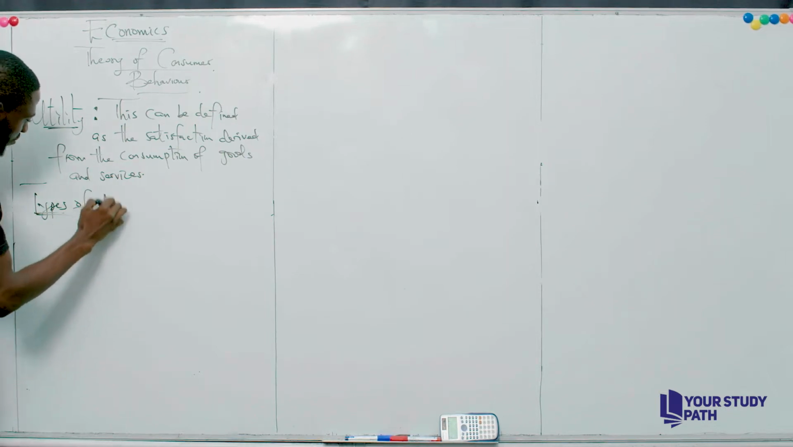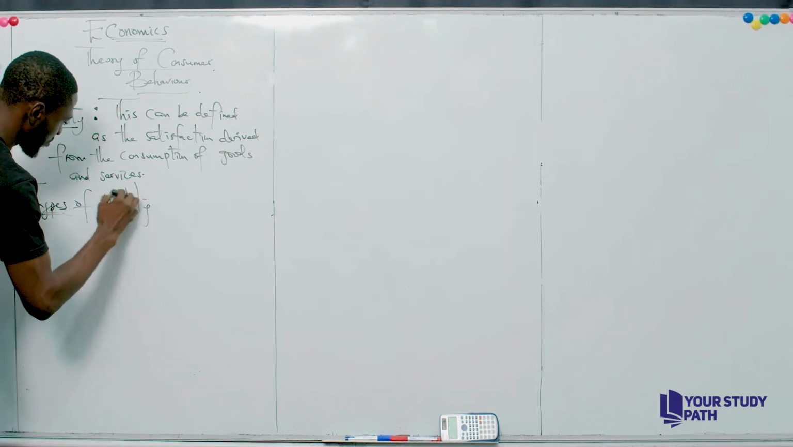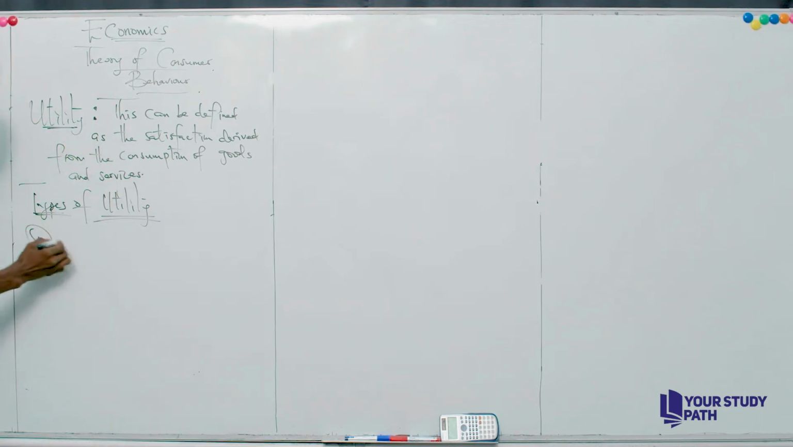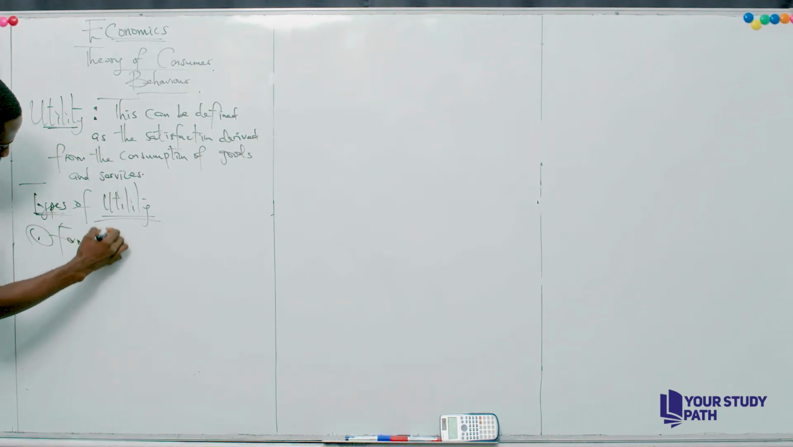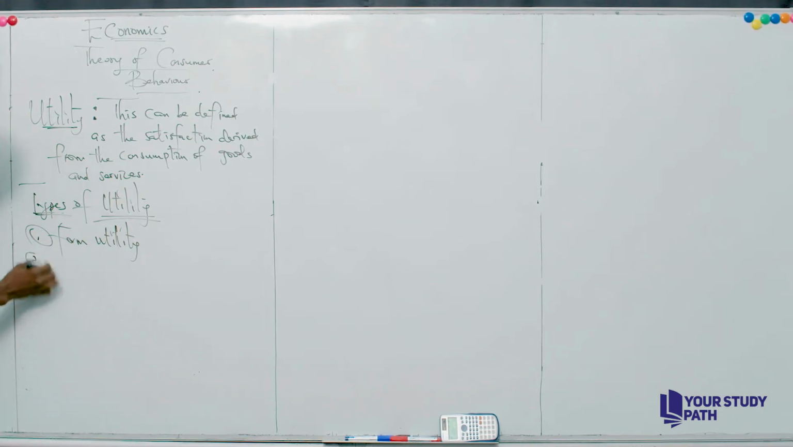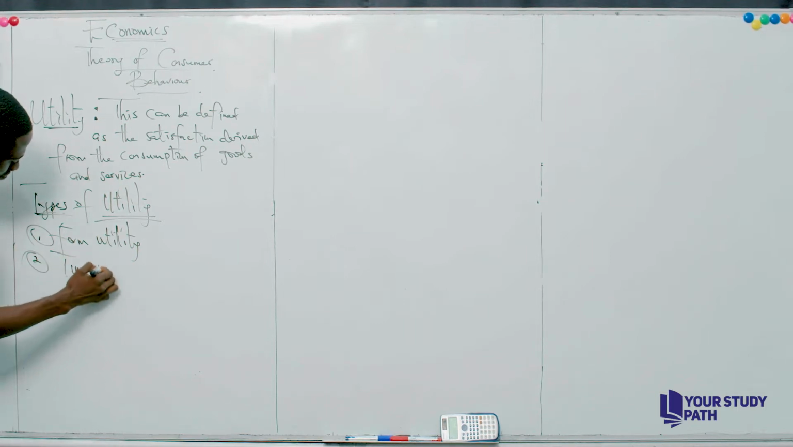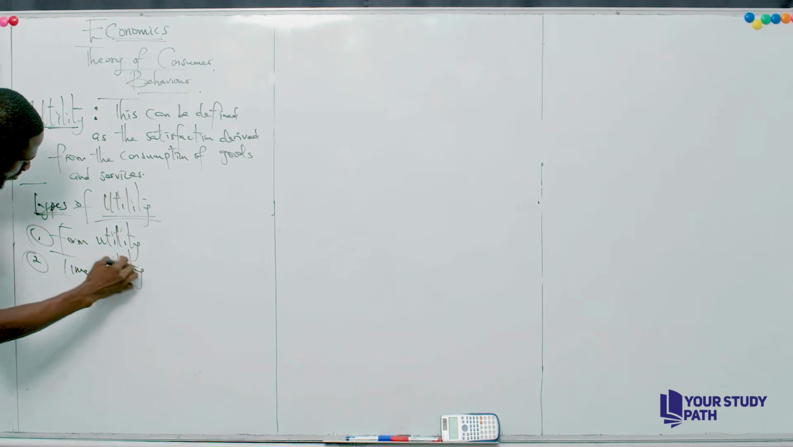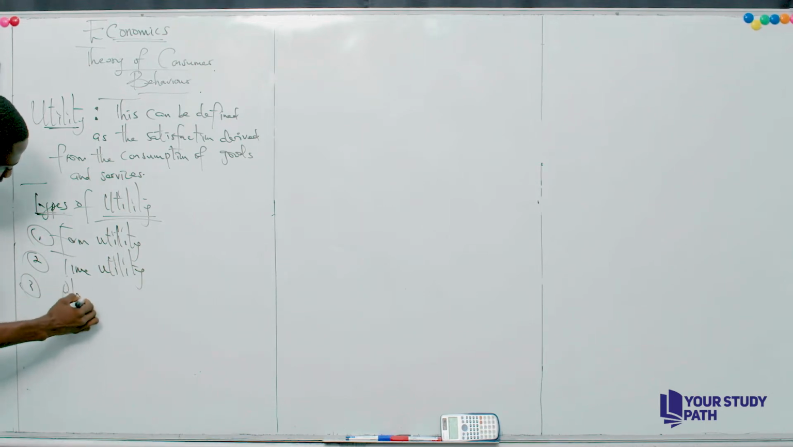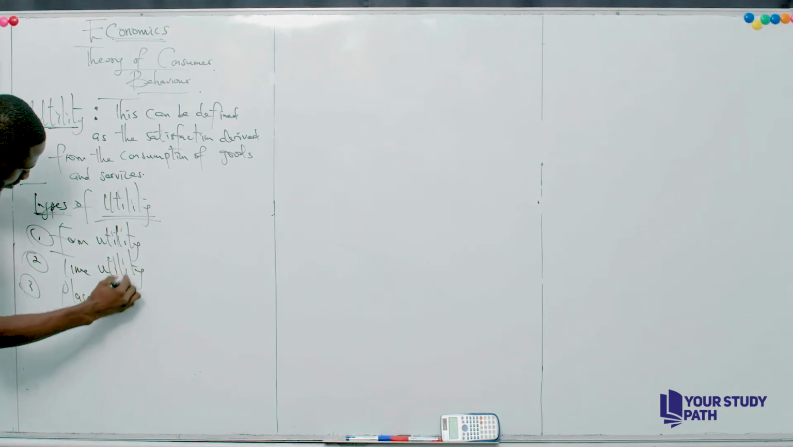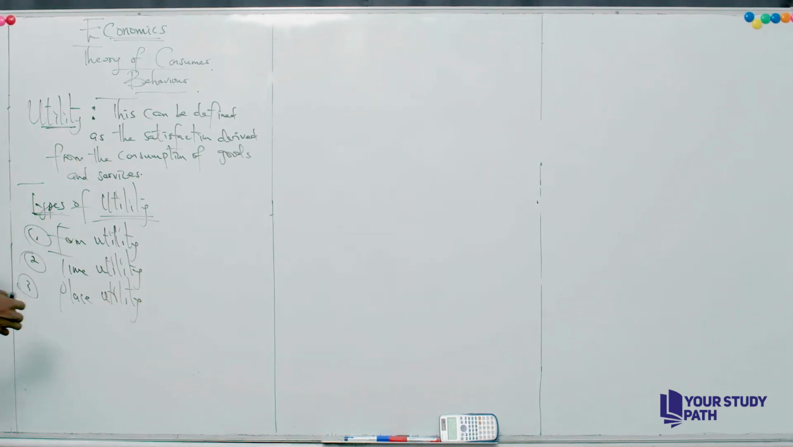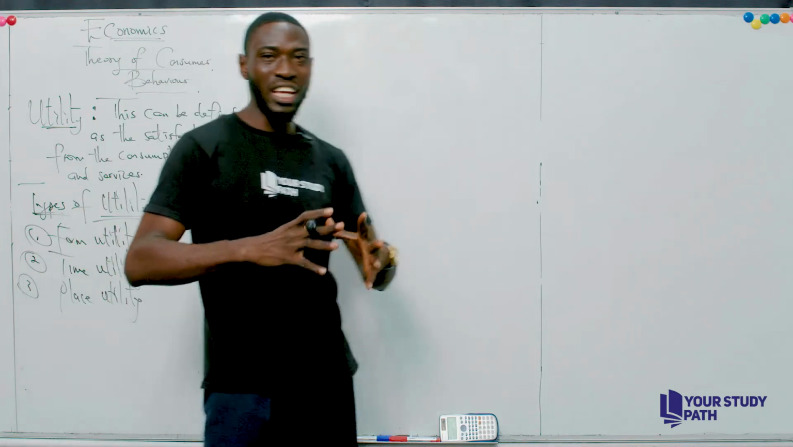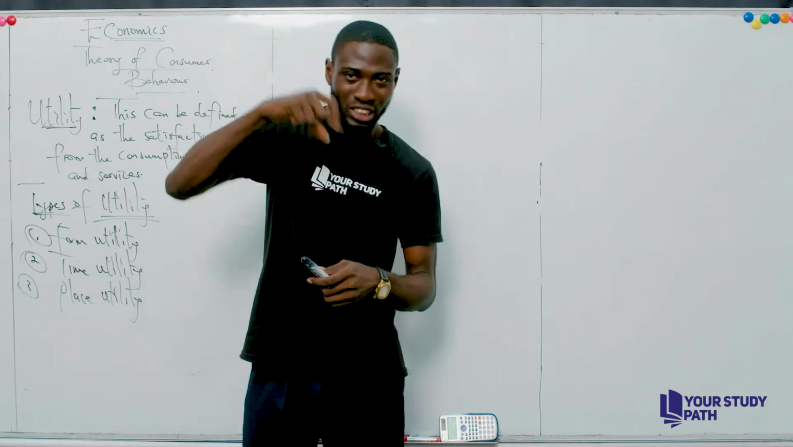Types of utility. Number one, we have what we call the form utility. Number two, we have the time utility. Number three, we have the place utility. Now, let us consider these three types. Taking a look at the first one, the form utility. Form utility is just the satisfaction you derive from consuming the product itself.